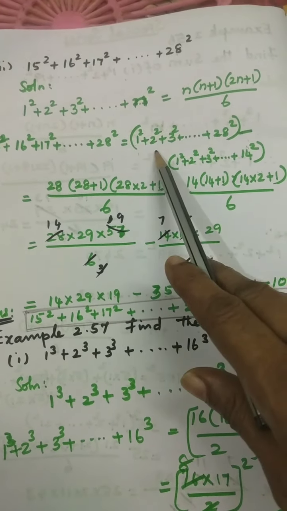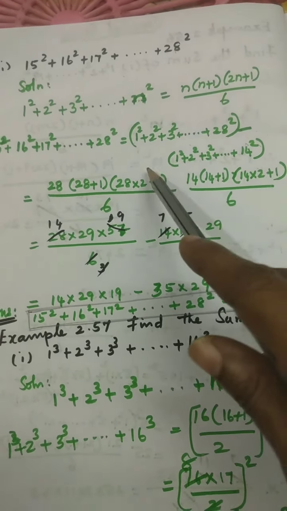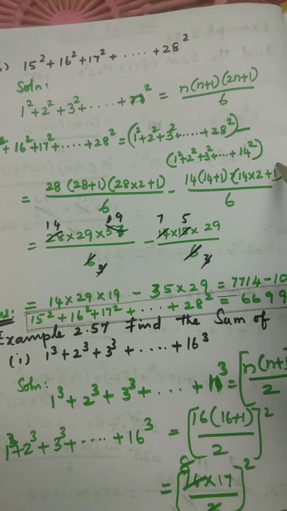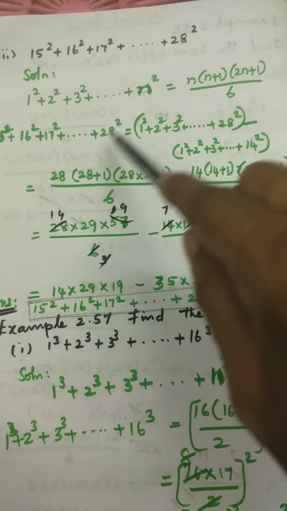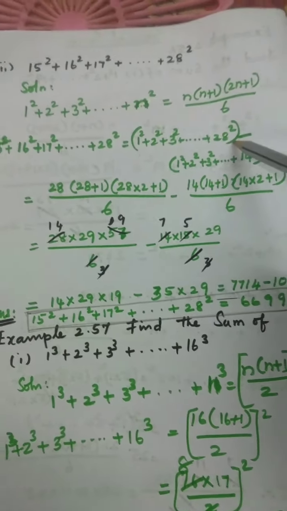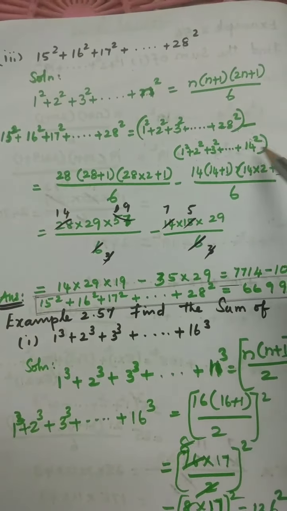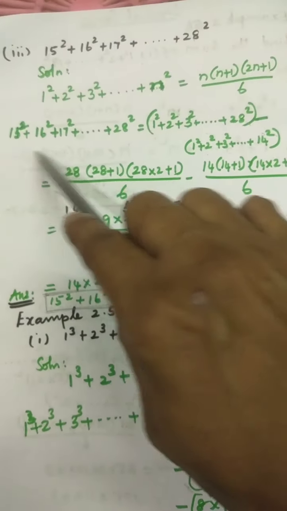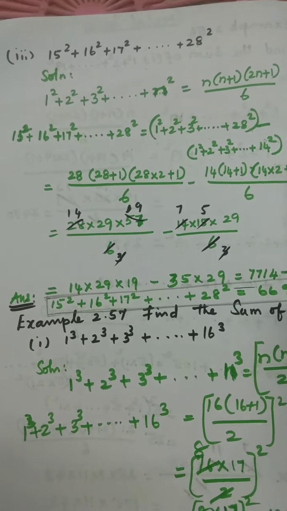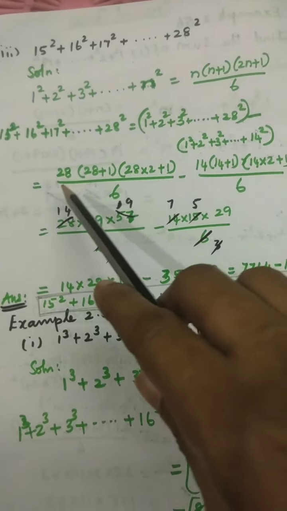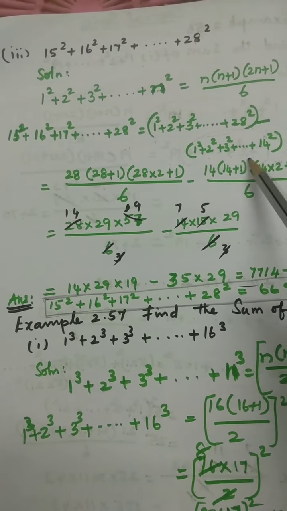So now 1 square plus 2 square plus 3 square plus and so on plus 28 square, minus 1 square plus 2 square plus 3 square plus and so on plus 14 square. From 1 to 28 we are calculating. Then we don't want 1 to 14, so you are subtracting 1 to 14. From 15 to 28 we need. Then here the number of terms is 28. Here the number of terms is 14.